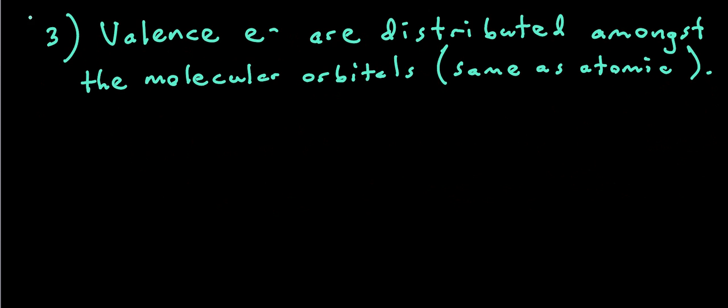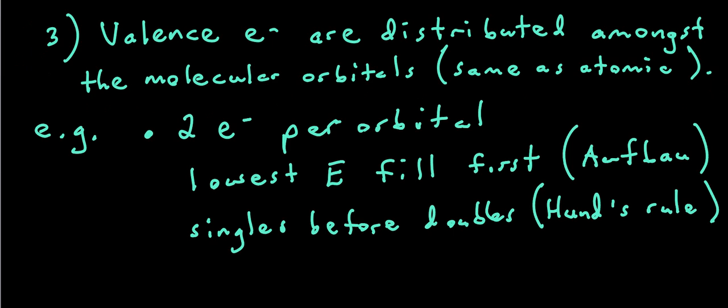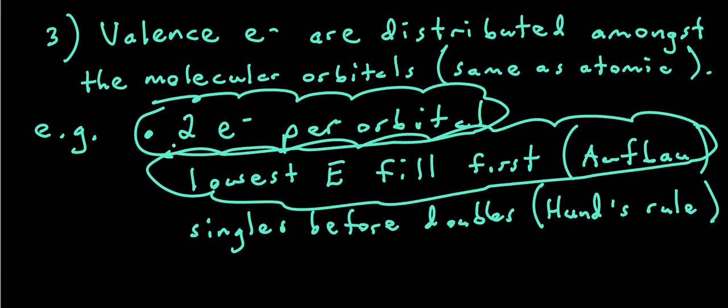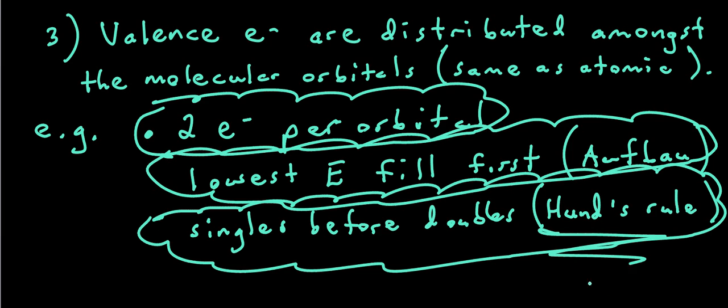The third point is that our valence electrons get distributed amongst the molecular orbitals, the same as we would do with atomic orbitals, in that when working with molecular orbitals, we still have a capacity of 2 electrons per orbital. Lowest energy orbitals fill first, so we still follow the Aufbau principle. And then lastly, when we fill up electrons in the orbitals, we go one at a time before we double up in orbitals that are of comparable energy, which is to say we still follow Hund's rule when working with molecular orbitals, just as we did with atomic orbitals.